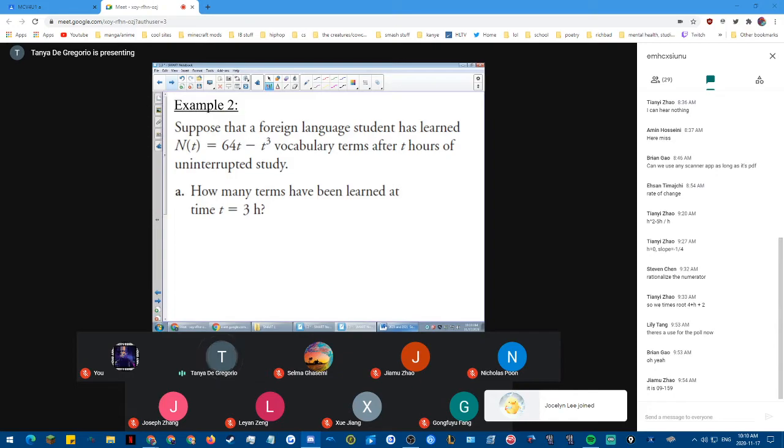Okay, last example. Suppose that a foreign language student has learned N(t) = 64t minus t cubed vocabulary terms after t hours of uninterrupted study. So we're studying, and this is the number of words that they're learning. N(t) is the number of words that they're learning over time. How many terms have been learned at time t equals 3 hours?